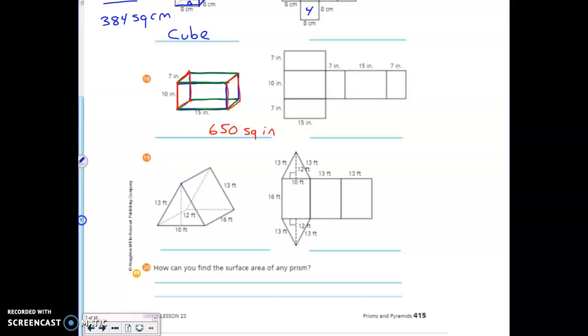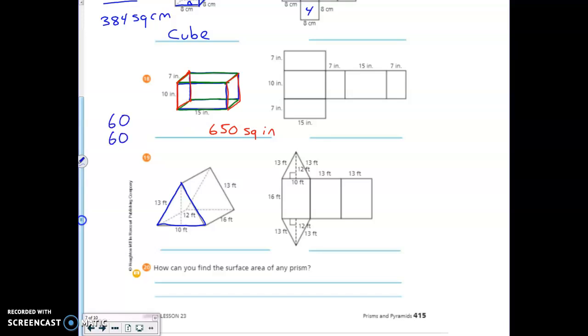The bases will be the exact same size. They will be equal to one another. But remembering which numbers to use is important. Remember that finding the area of a triangle is base times height divided by 2, or half of the base times the height. So if we are looking at the triangle bases, we are looking at 12 times 10, or 120, divided by 2. So each of those is going to be 60.